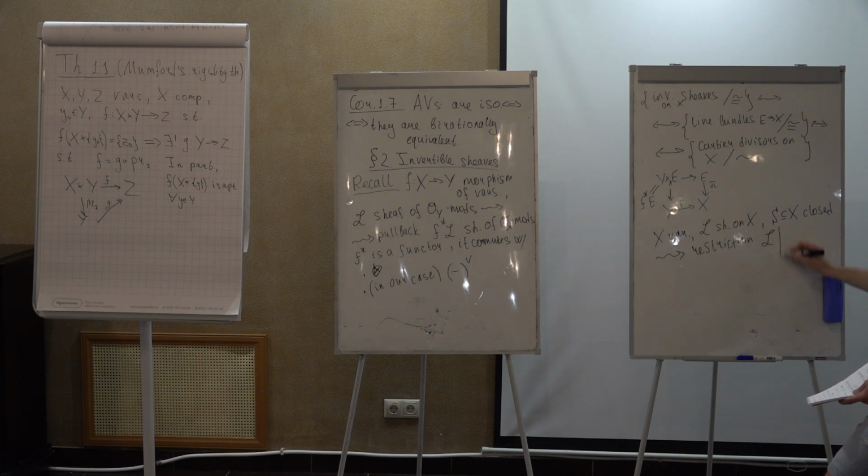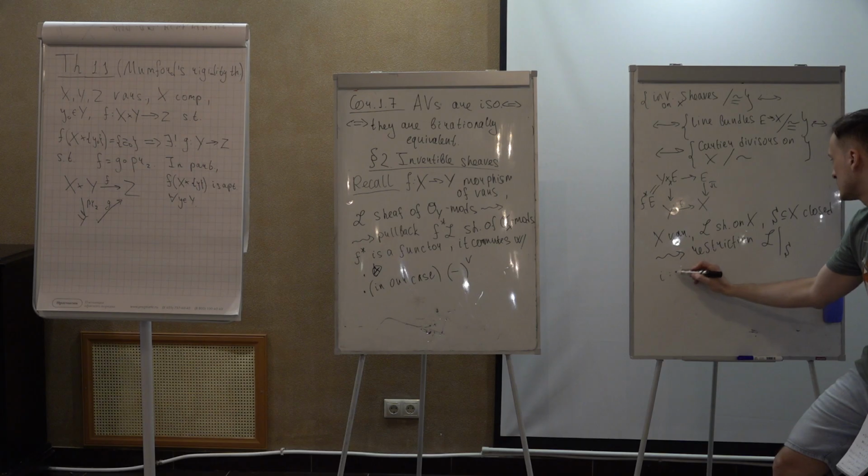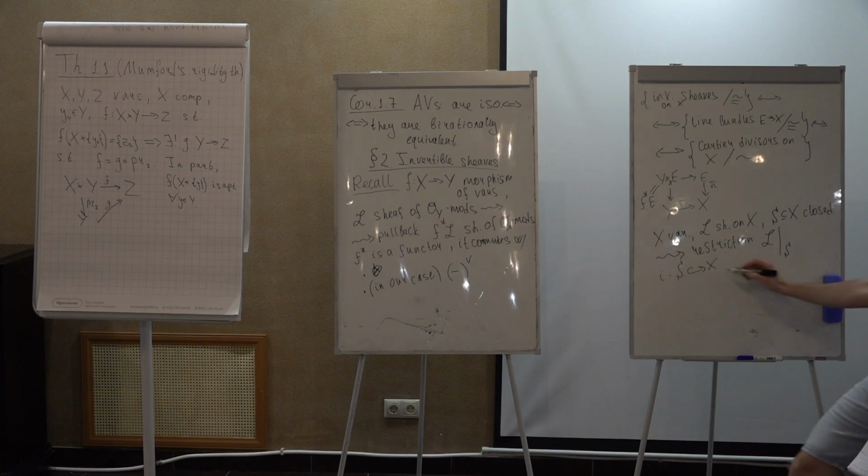I can restrict my sheaf to this closed subset. How? I just take the inclusion map S into X and pull back this L. So it's even easier when you look at line bundles, you just basically restrict.